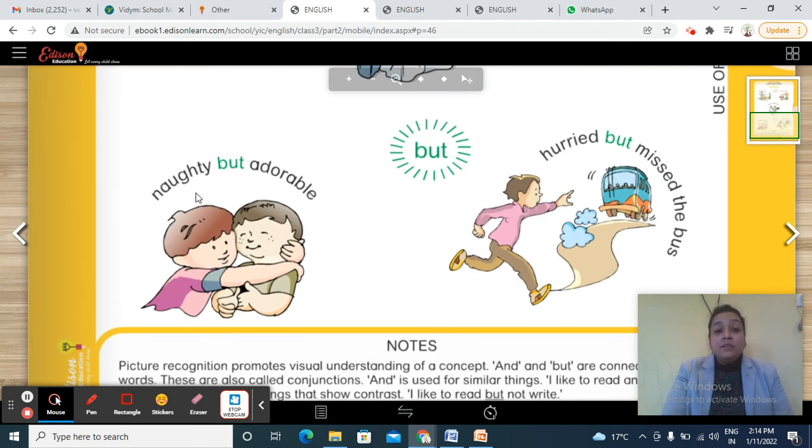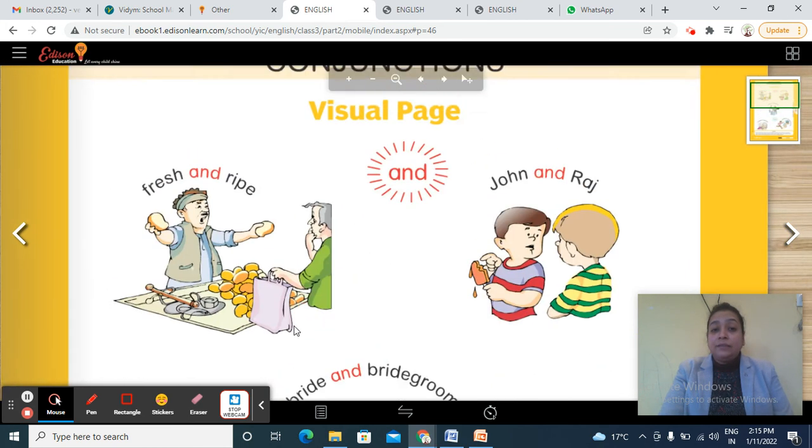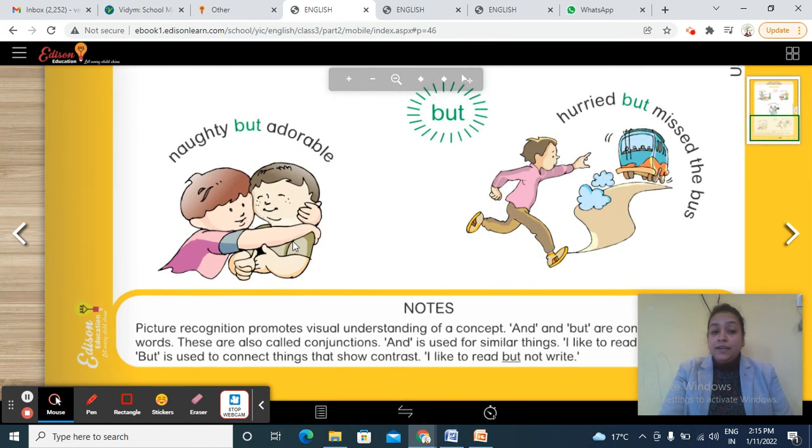Fine. Not naughty but adorable. Naughty is something we say, he is a naughty boy, and adorable. To contrast, so naughty but adorable. Hurried but missed the bus. Hurried means he hurried himself. He was in a very big hurry, but still he missed his bus. So you can see the difference between "and" and "but" here. Yes or no?